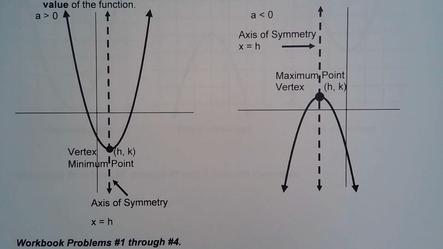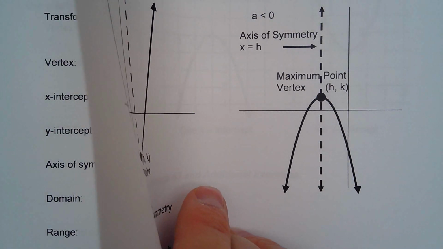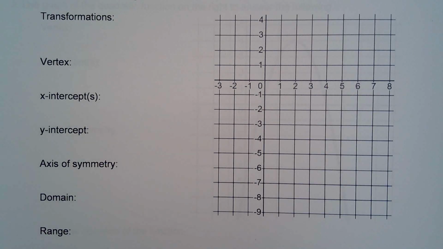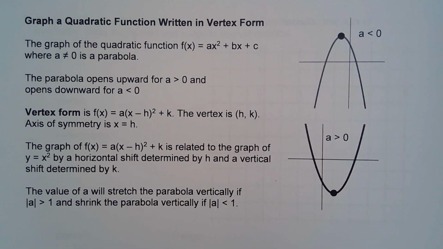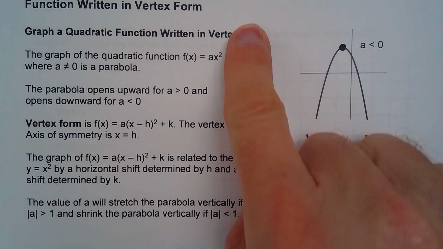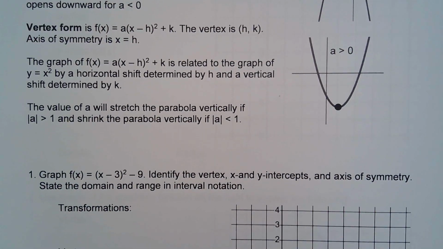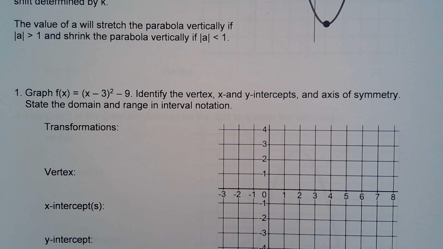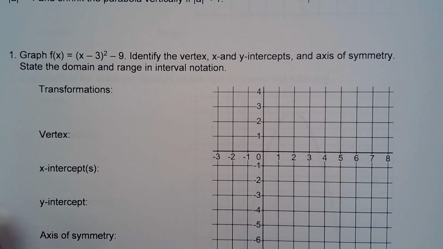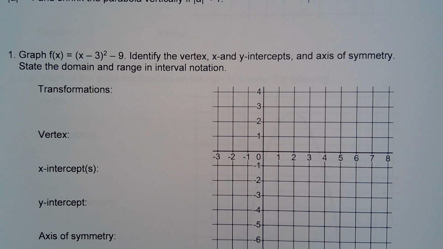So let's go ahead and take a look at workbook problems 1 through 4. And so here they kind of did a little quick summary for you in the workbook. So with problem number 1, we want to look at the graph of f of x equals x minus 3 squared minus 9. We want to identify the vertex, x and y intercepts, the axis of symmetry, and also state the domain and range in interval notation. So first of all, we know it's a parabola.